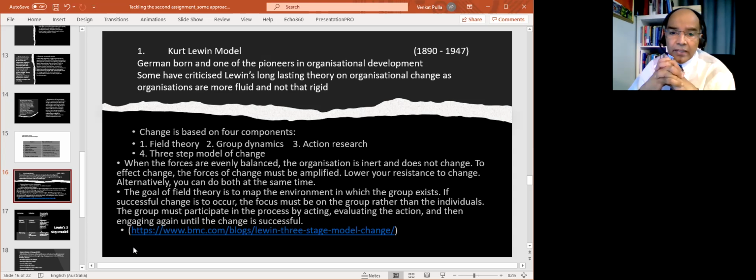The goal of field theory is to map the environment in which the group exists. If successful change is to occur, the focus must be on the group rather than on the individuals. The group must participate in the process by acting, evaluating the action, and then engaging again and again until the change is successful. I'm sure the CEO will try to do some of those things, and let us hope he does that.